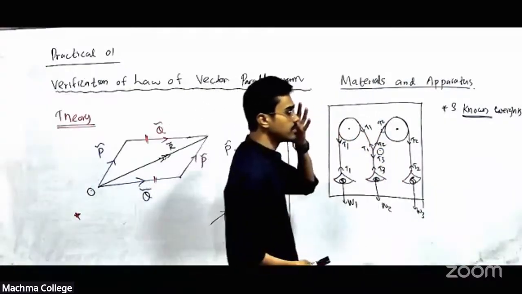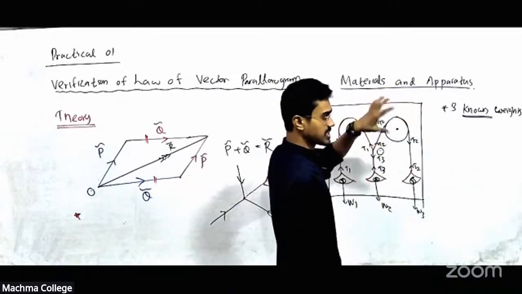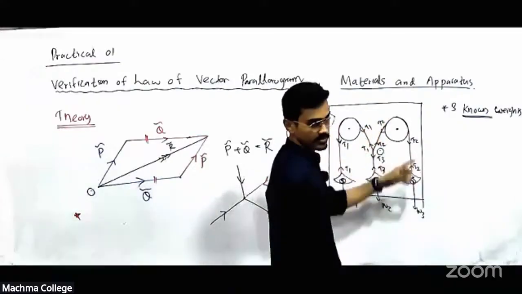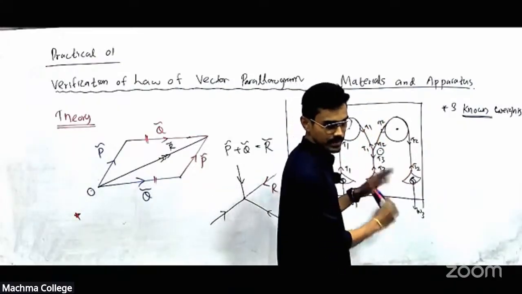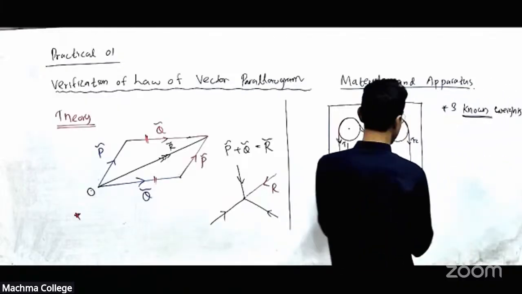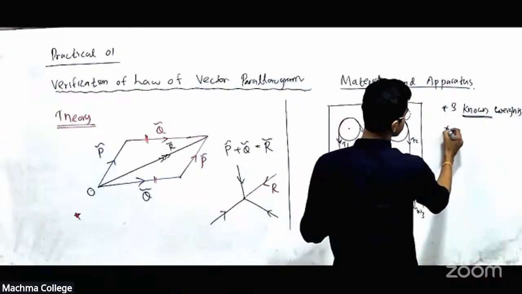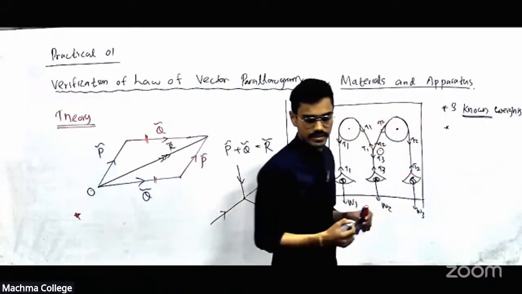Okay. First, I'll mention all materials that we need for the experiment. I haven't explained some of the materials yet because I just explained the setup. Right? So first mention these materials one by one. First one, 3 known weights.